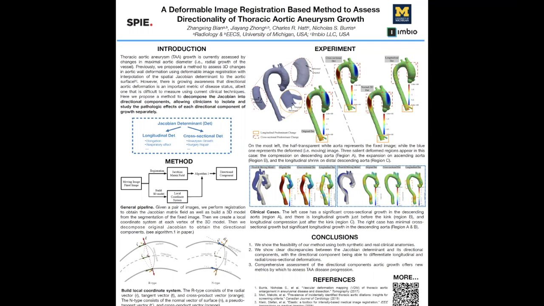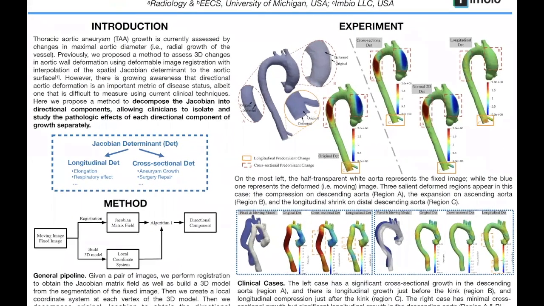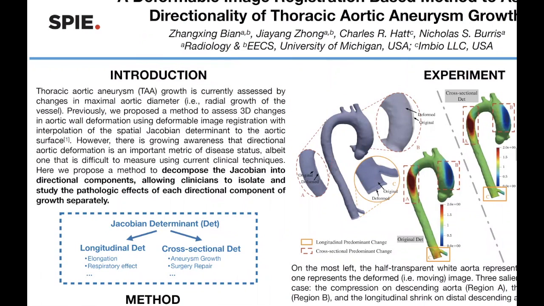So, the ability to accurately measure aortic growth and better predict complications is important. Currently, the growth is assessed by changes in maximal aortic diameter, which is manually done by humans and is subject to a significant degree of measurement variability. Previously, we proposed a method to assess 3D changes using B-spline-based deformable registration and Jacobian determinant.